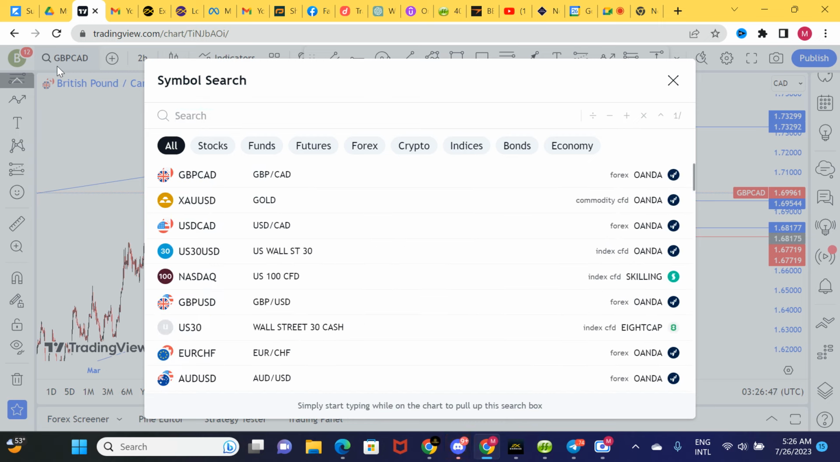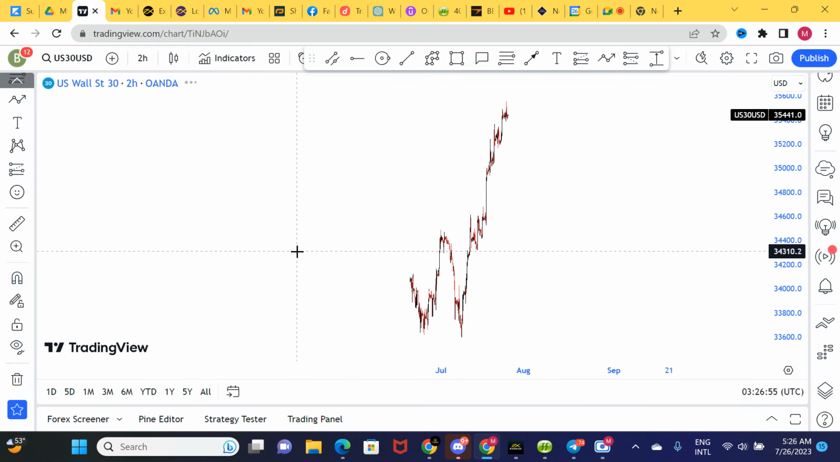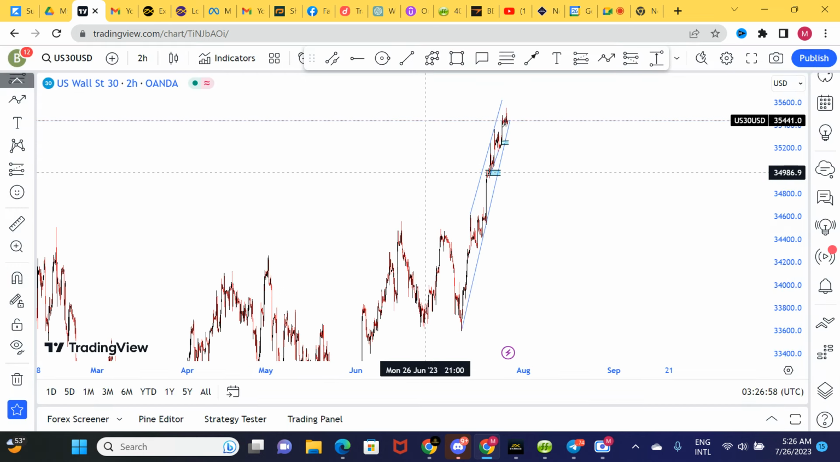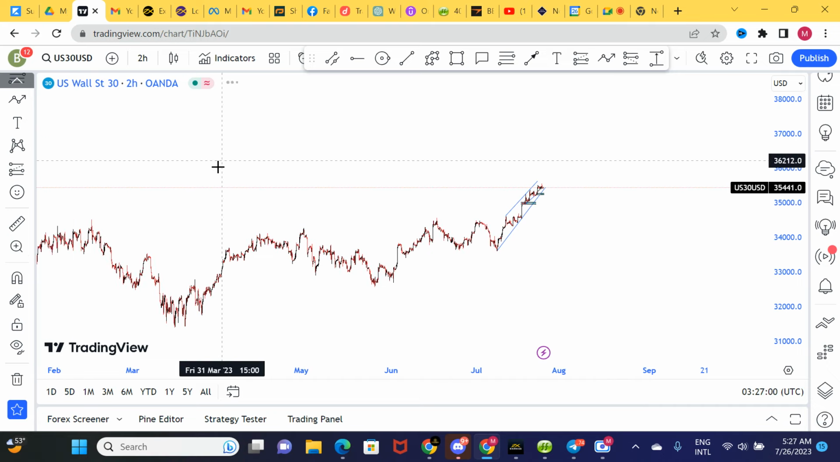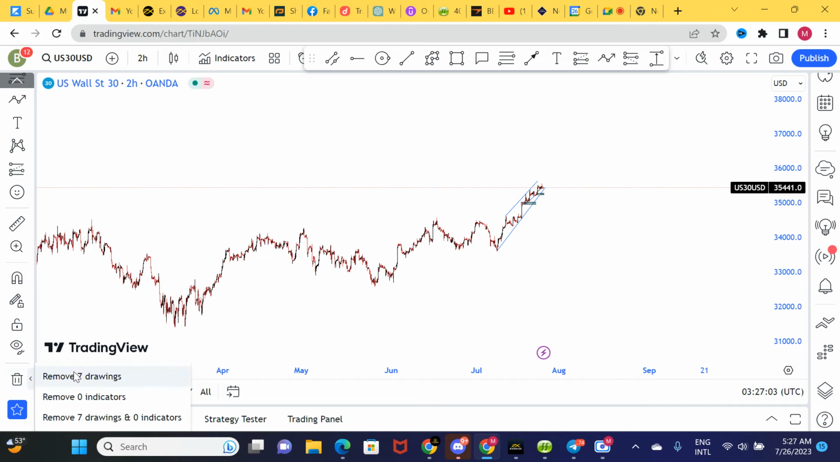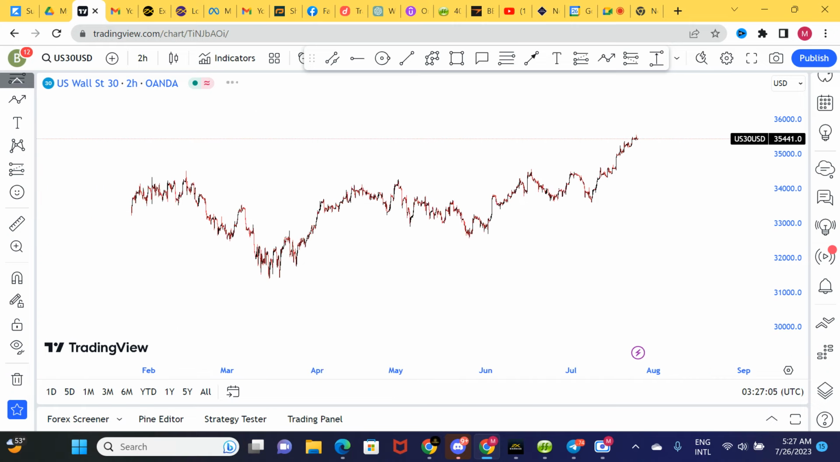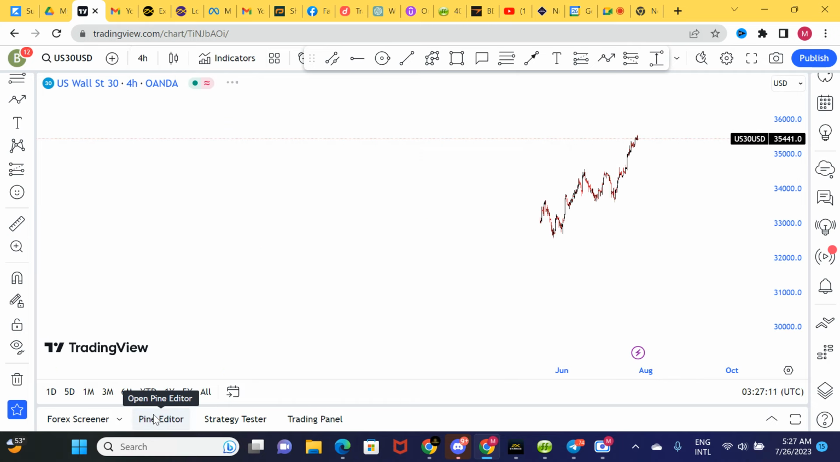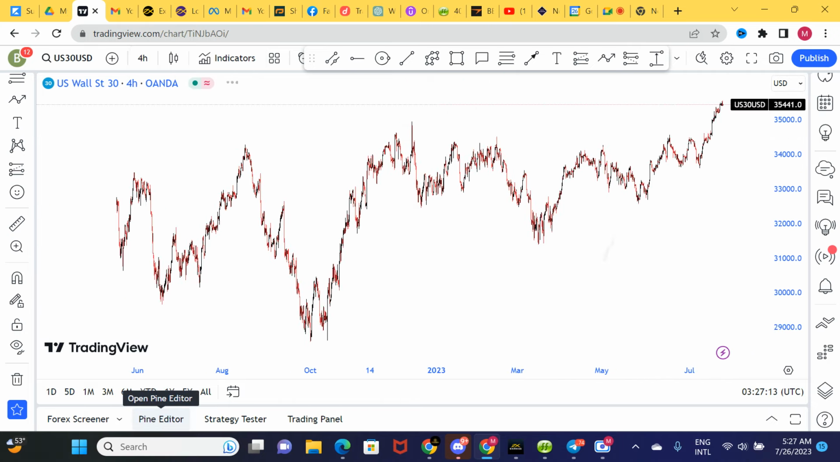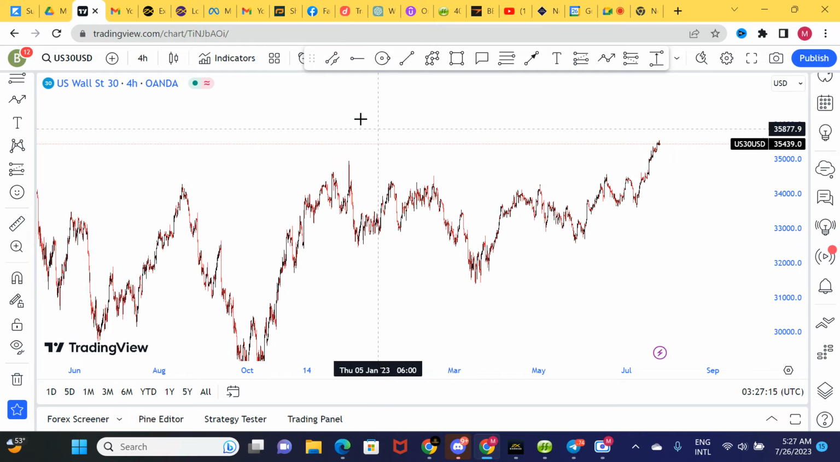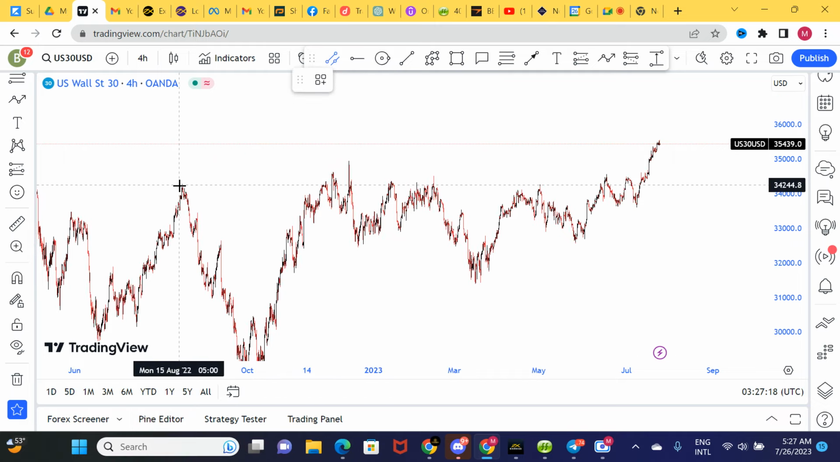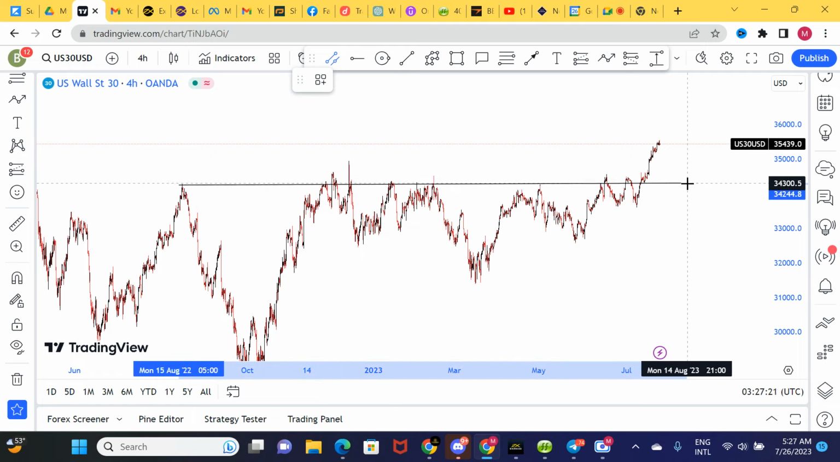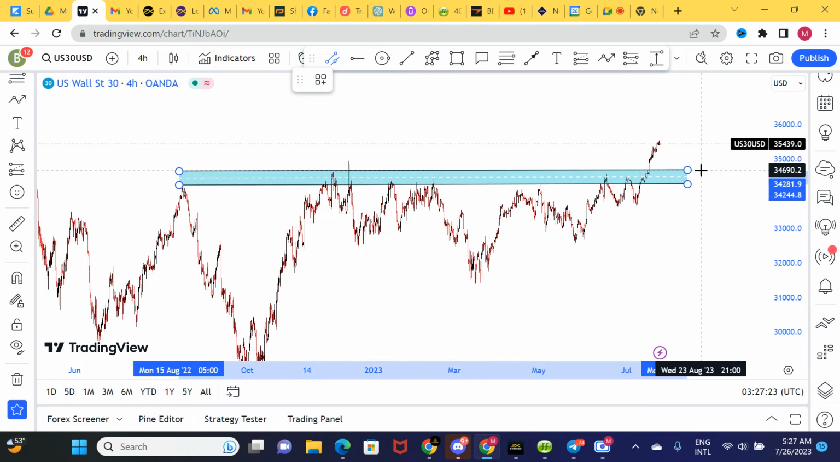Next, I'm looking at trading US 30. With US 30, I'll start from the higher time frames. What we can see is that it's also in an uptrend. It's been able to break this level, which was a major resistance, right?